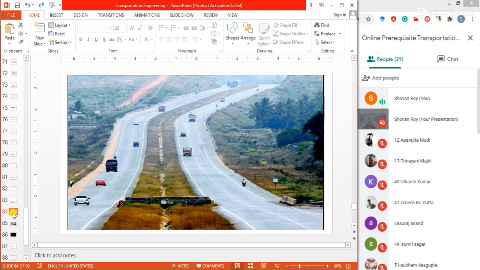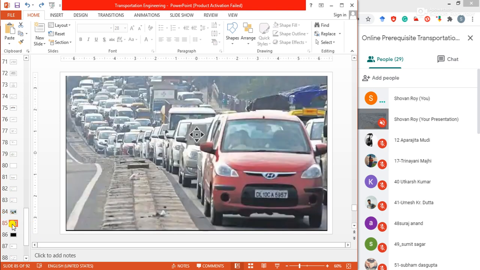This is some road in India. Normally this is in Bangalore. This kind of vehicles are normally operated on our highways. This is one example of the movement of vehicles on an Indian road.